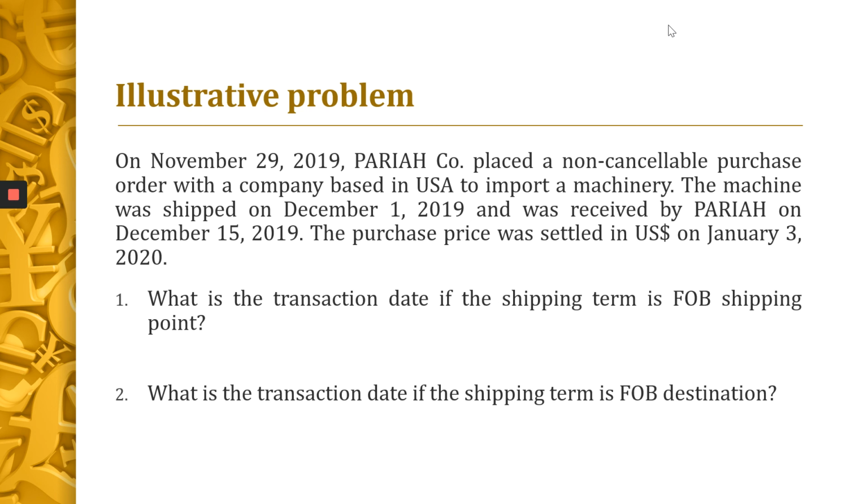So, kailan daw ang transaction date kapag ang shipping term ay FOB shipping point? Ano yung sabi natin kanina? Pag FOB shipping point, the date of transaction should be the date of shipment. When is the date of the shipment? That is December 1. Therefore, answer for number 1, December 1, 2019. Last one. Transaction date if the shipping term is FOB destination naman. Pag FOB destination, ano ang date of transaction natin? Date of receiving the goods. Kailan daw na-receive ni Pariah ang goods? December 15. Therefore, answer for number 2, December 15.